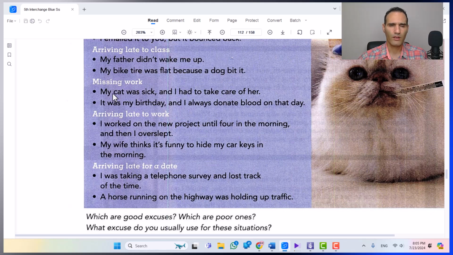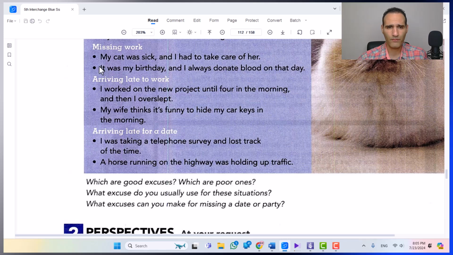For missing work, my cat was sick and I had to take care of her. Maybe. It was my birthday and I always donate blood on that day. So I donate blood, or I give my blood to the blood bank or wherever, the agencies. It says on my birthdays I usually donate blood. So that's why I missed work. I could not come to work. So which one is good, which one is poor? Donate blood, beautiful.